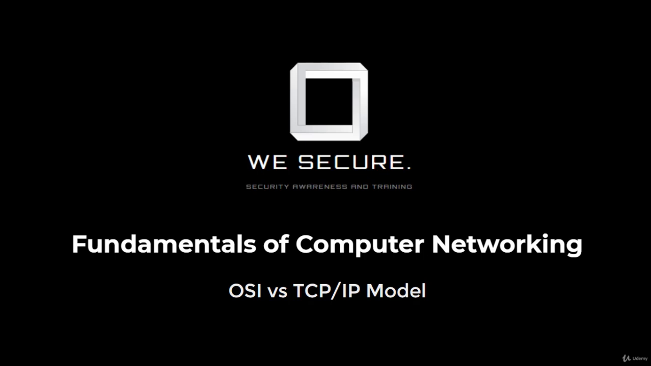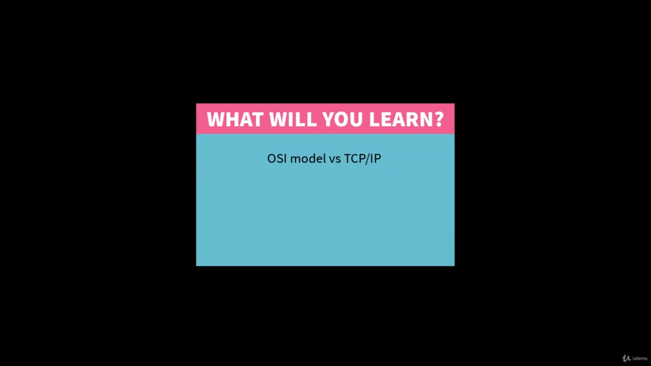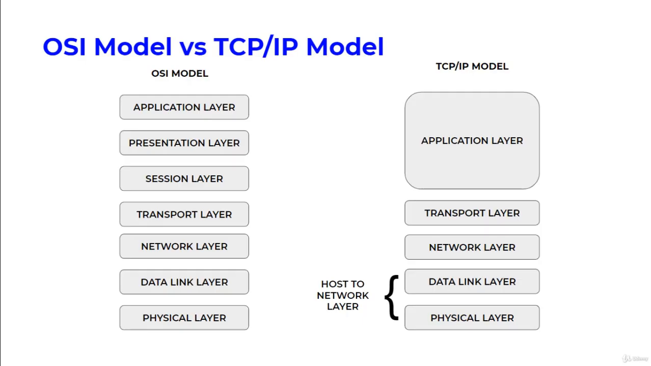Welcome to another lecture where we'll see the difference between the OSI model and the TCP/IP model. But before moving ahead, I would like to first describe the layers of the TCP/IP model in technical terms. As you can see, the TCP/IP model consists of 5 layers, or the physical layer and data link layer together is known as the host to network layer, thus making it a 4-layer model.